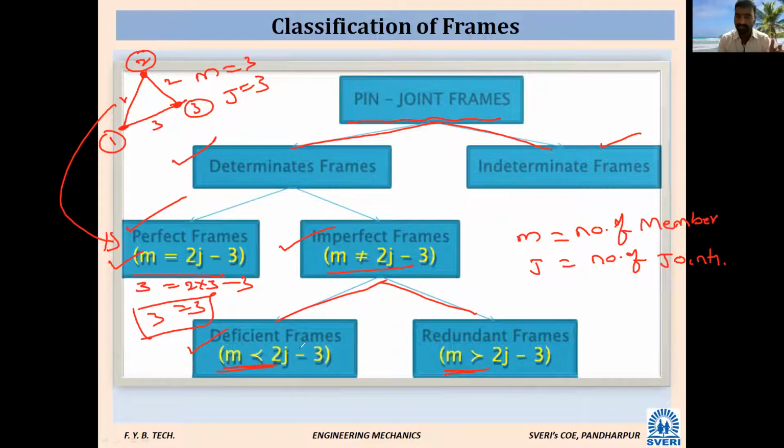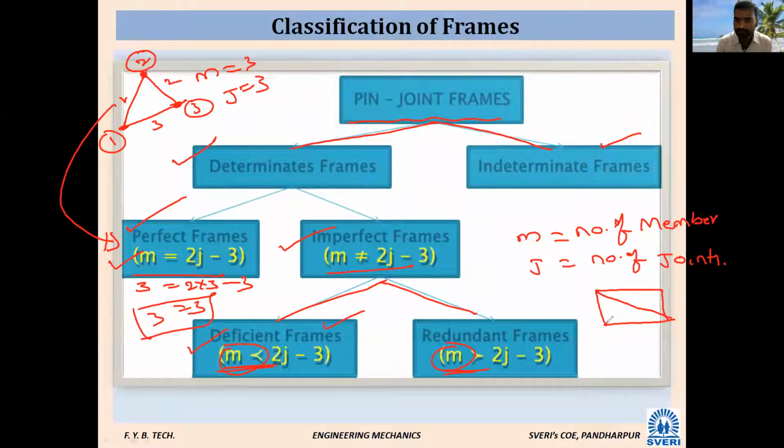Deficient means members are less. Deficient means less, right? Yes sir. Members are less than 2j minus 3, so that is deficient. If members are more, it is redundant: m is more than 2j minus 3. Okay, I will draw one frame. You have to tell me, is it perfect, deficient or redundant?